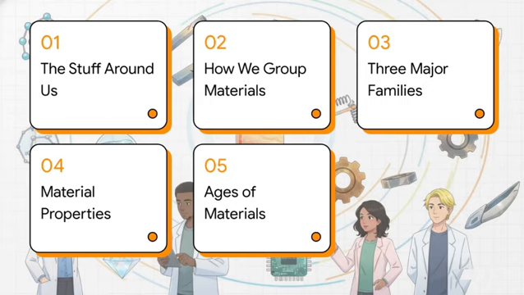So here's our roadmap for this explainer. 1. The stuff around us. 2. How we group materials. 3. The three major families. 4. Defining material properties. And 5. Ages of material science.